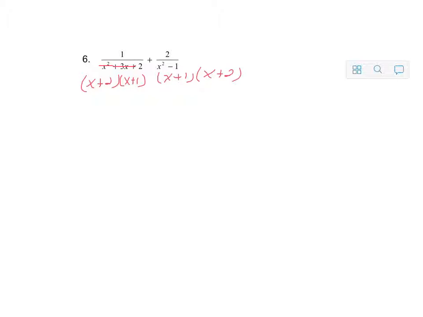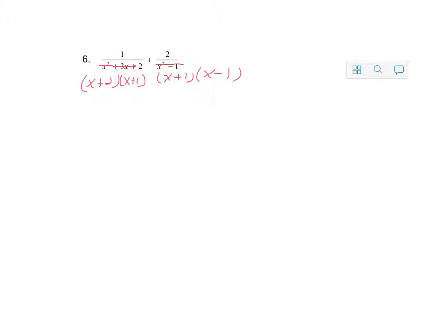Whoops, my mistake. x plus 1 times x minus 1. All right, well let's see. They both have an x plus 1, so if I give the right side an x plus 2 and the left side an x minus 1, they'd have a common denominator. So that's what I'm going to use.